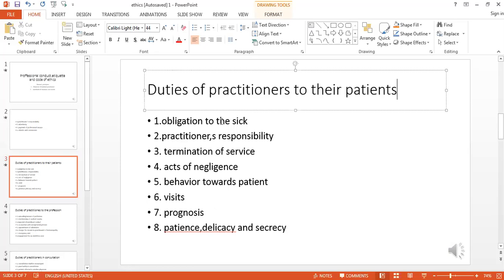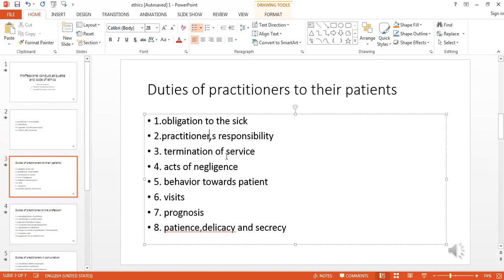This is your obligation to treat the sick. This is our responsibility, but at the same time you can terminate your services at a certain point that we have discussed. There should not be any negligence with the patient. Your behavior with the patient should be proper. In every visit, you have to give proper time to the patient.